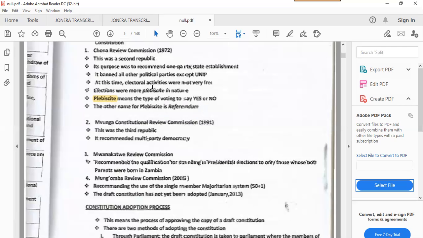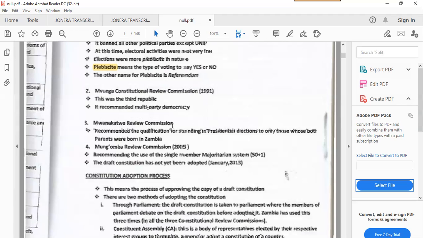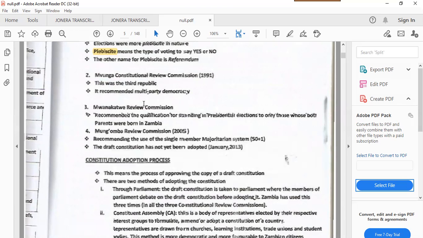So this wasn't good. It was evil. And look at the number of years that passed, so many years, from 1972 to 1991, to have another constitutional review. So this is the Mvunga Constitutional Review Commission, and this was the Third Republic. Here, at least finally, in the Mvunga Constitutional Review of 1991, we recommended a multi-party democracy. Finally, UNIP was kicked out, and we finally had some form of multi-party democracy. We highlight this multi-party democracy.